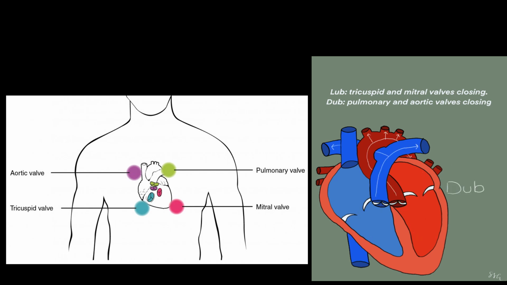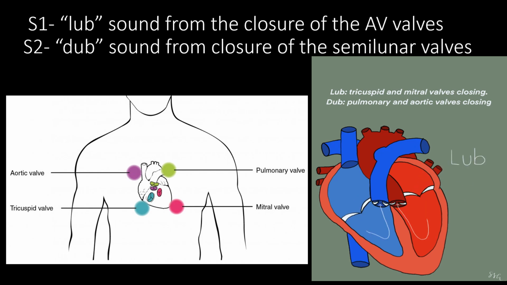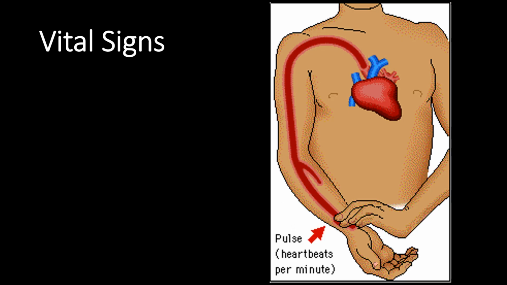For the first heart sound, the lub is the tricuspid and mitral valve closing. Those two valves are AV valves because they're found between the atrium and the ventricle. And then the second heart sound, S2, the dub sound, is from the semilunar valves. We have two semilunar valves, the pulmonary and the aortic, which you will see in this picture, side by side.